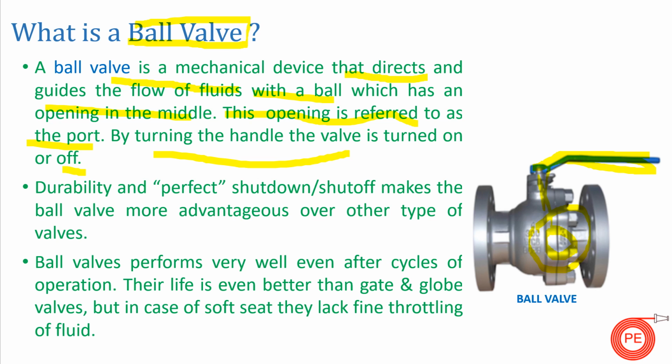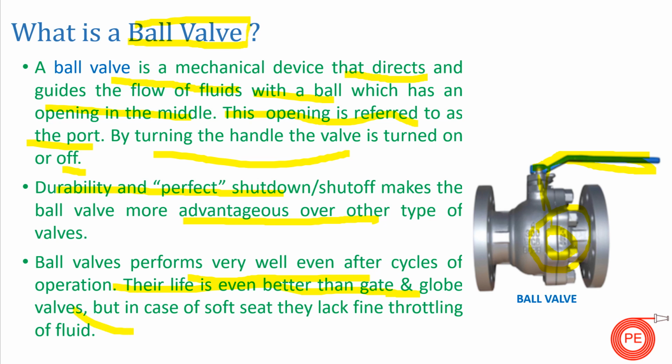So basically ball valves have a very high durability and perfect shutdown, which makes them more advantageous over other valves. So many mechanical services and operational services which require a long lifetime, and where we require a perfect shutdown, people generally go for the ball valves, especially in utility lines like nitrogen, compressed air or oxygen lines. Ball valves are perfectly suited because they have a high shut off capability. Ball valves perform so well in operations after cycles of operation, and their life is even better than gate and globe valve.